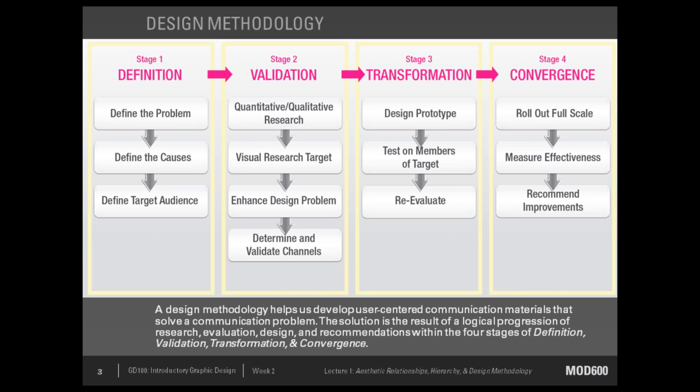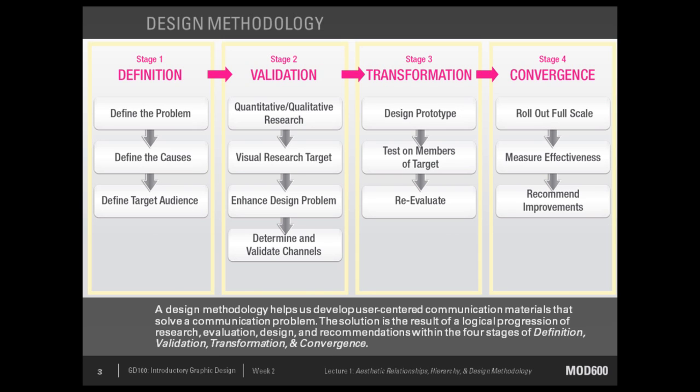So if you look at this slide, you'll see definition talks about defining what the problem is that you're trying to solve with design, defining the roots of the problem, and defining who you're trying to communicate to. Stage 2, validation, delves into more research, researching the target audience, and using the perspective that this additional research will give you to enhance the design problem. So you get to redefine what the problem is after you've studied and done more research.